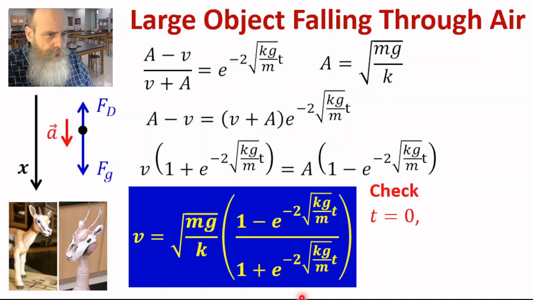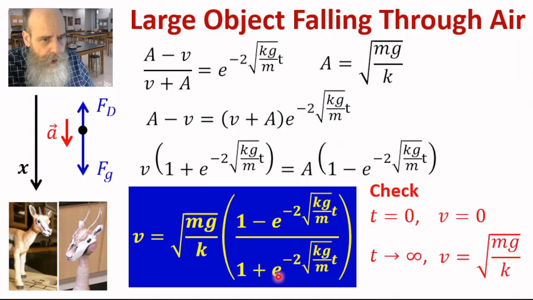When t equals 0, these exponential functions become e to the 0, which is just 1. So this is a 1 and this is 1. So we get 1 minus 1 over 1 plus 1, which is just 0. So when t equals 0, v equals 0, as expected. When t goes to infinity, these exponential functions become e to the negative infinity, which is just 0. So what's in parentheses becomes 1 over 1, which is 1. So v equals square root mg over k. The terminal velocity is a constant. That is what we expected. This looks like a good solution.